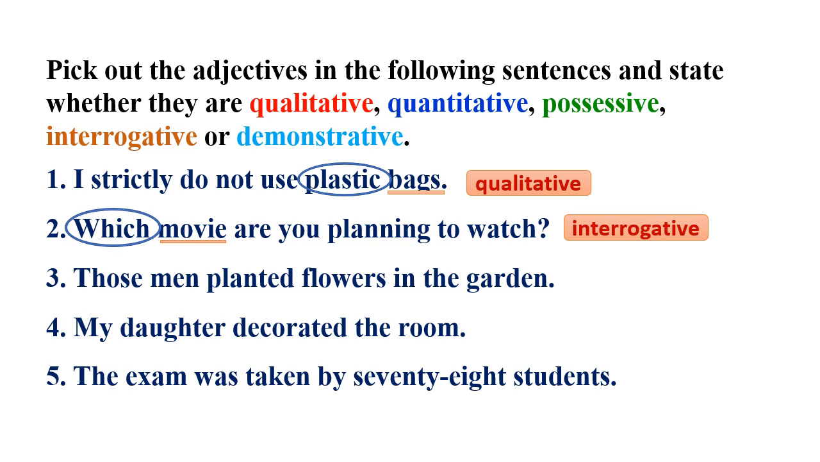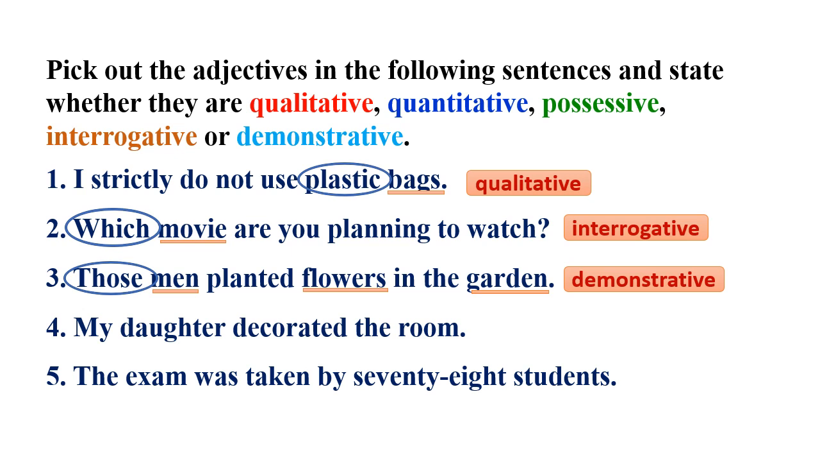Those men planted flowers in the garden. There are 3 nouns in this sentence: men, flowers, and garden. But the word those is used to point out the noun men. The adjectives which help to point out nouns are called demonstrative adjectives. So in this sentence, the word those is a demonstrative adjective.